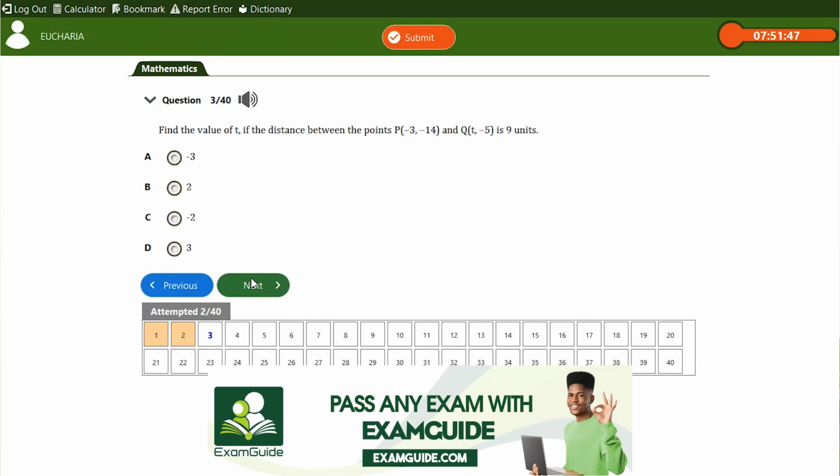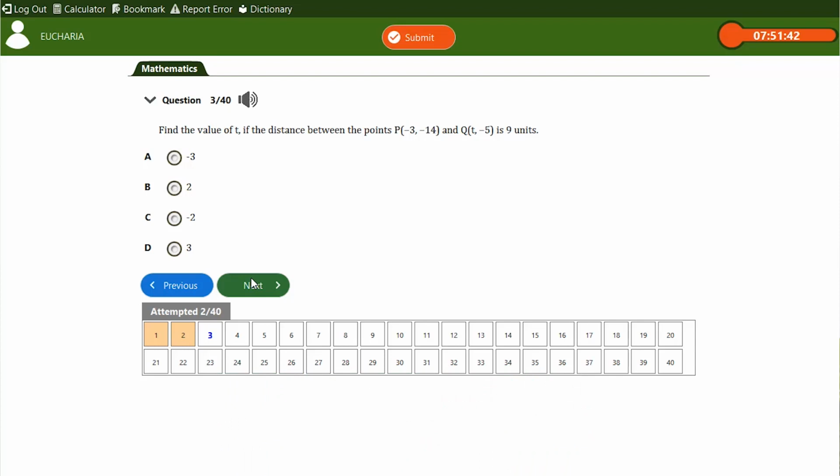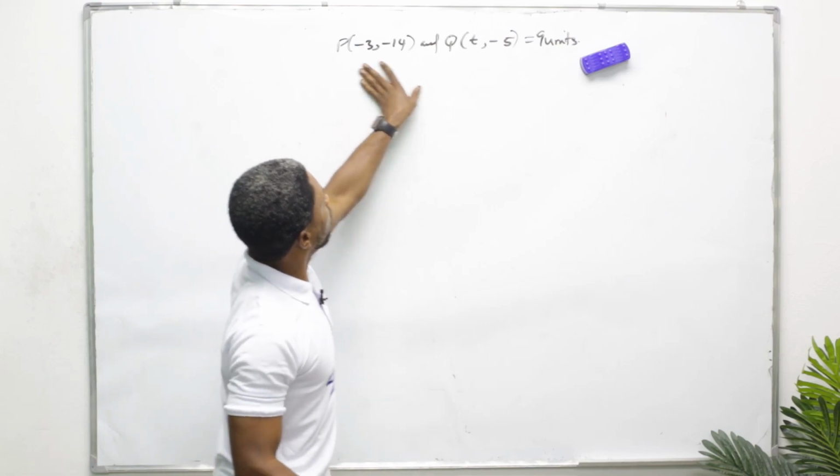Okay, let's look at another question. Like I said, anytime you see a question, try to get the topic where that question is coming from, so that the ideas now begin to come. Now, what we have here, we have 2 points, p minus 3, minus 14 and q t, minus 5. These are the 2 points. And according to the question, the distance between these 2 points is equal to 9 units.